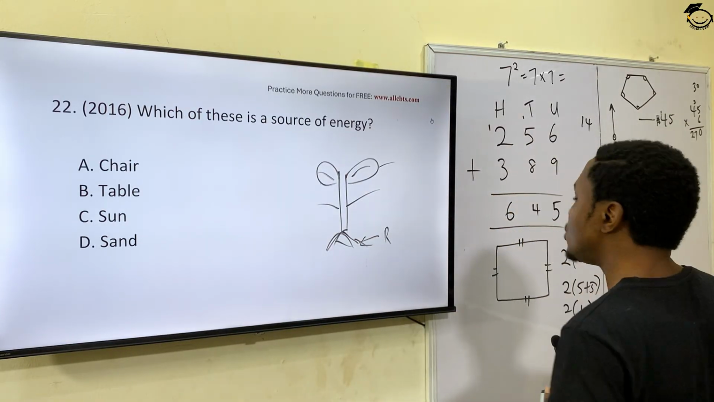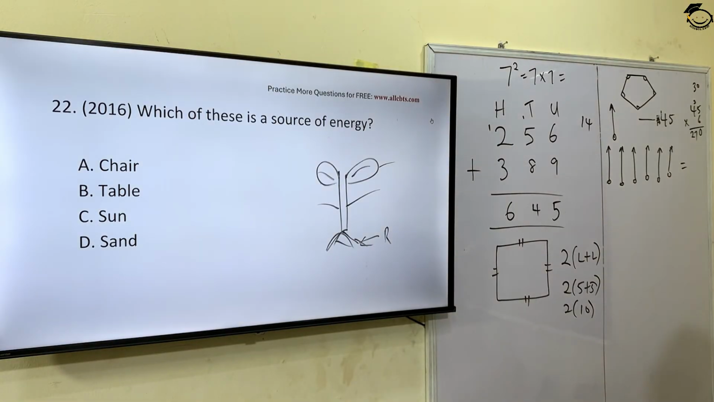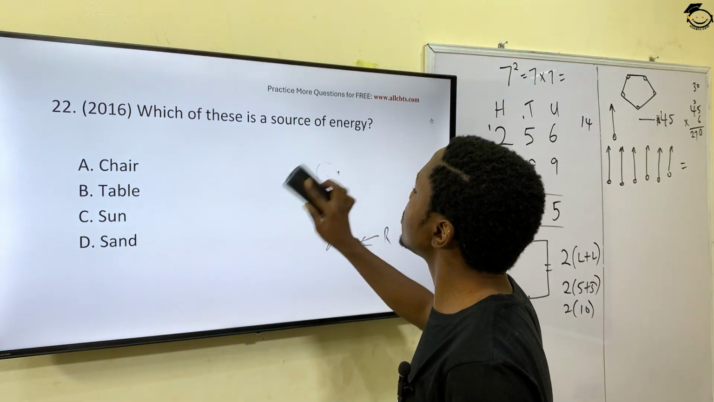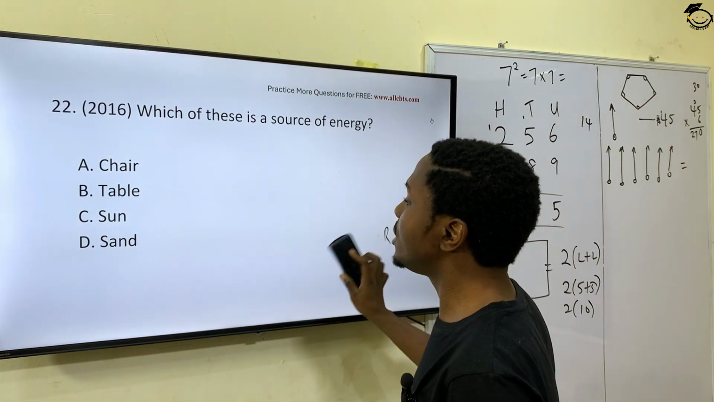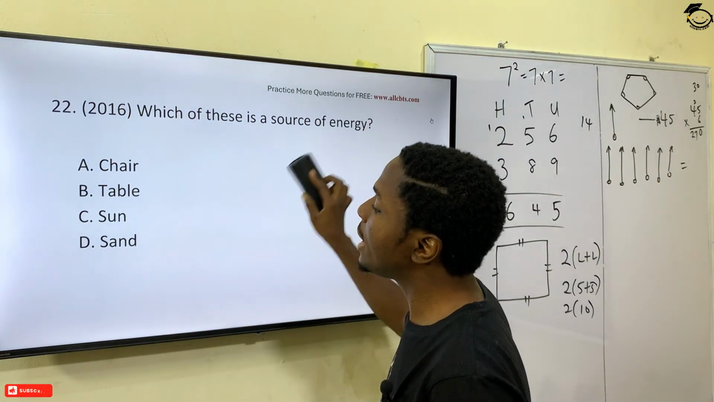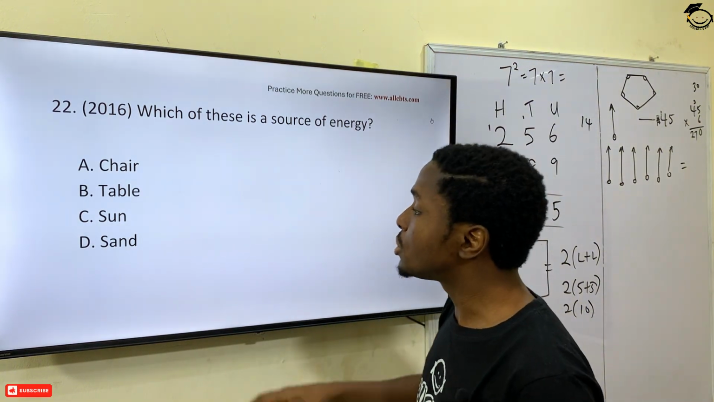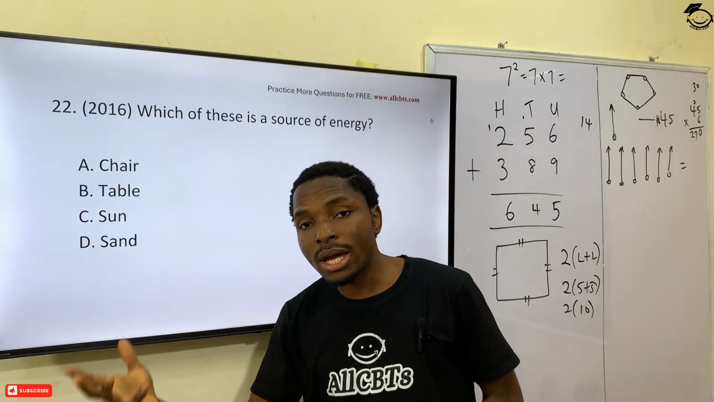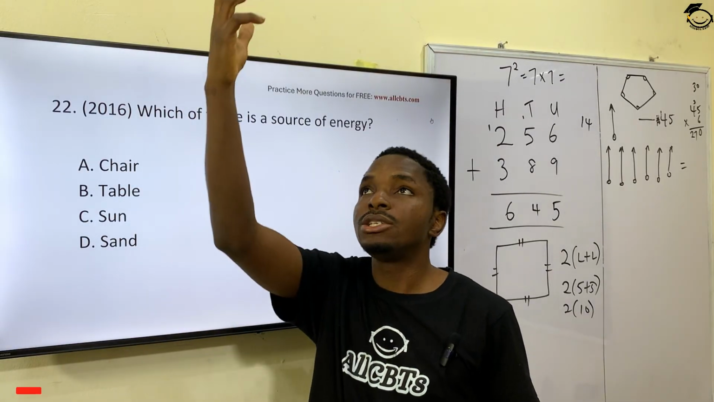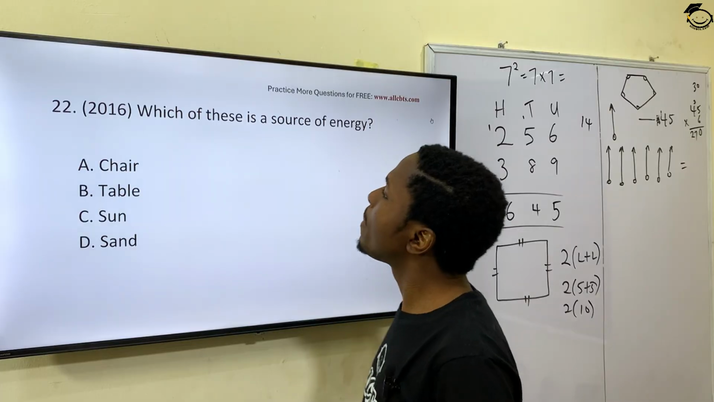Now 22. Which of these is a source of energy? You have chair, table, sun, and sand. And the correct option is sun. And what kind of energy does the sun give? It gives solar energy. There's the energy from the sun, the solar energy.